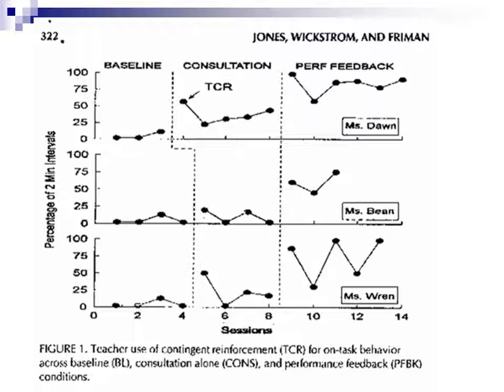What we see on this graph is it's actually a graph of the teacher's behavior. To the far left, you see the baseline condition, so it's showing the percentage of 2-minute intervals in which the teachers delivered contingent reinforcement, which is pretty low. Then we have the phase change line, and we have the consultation model.